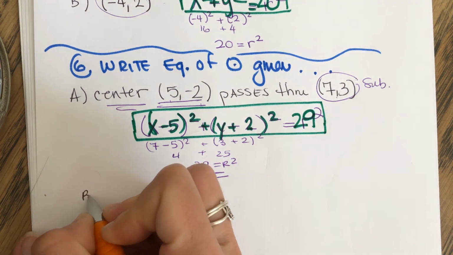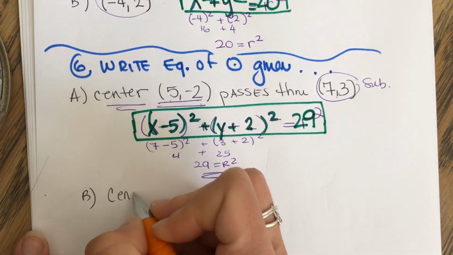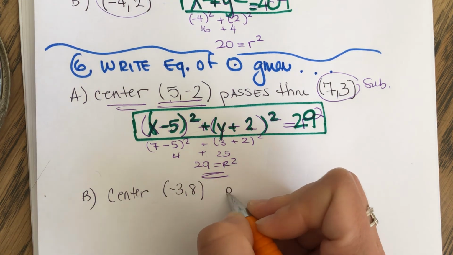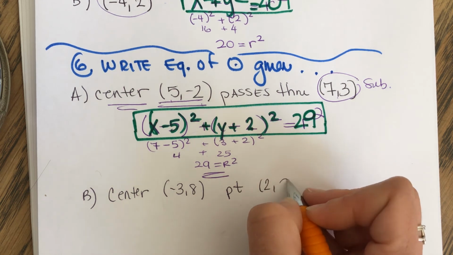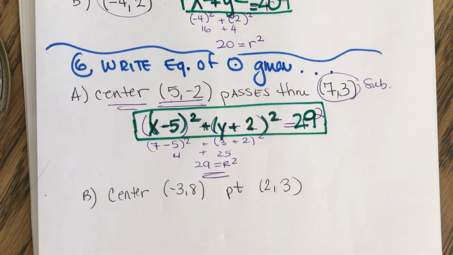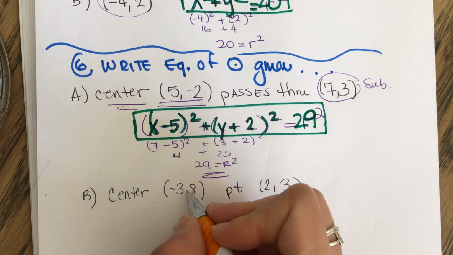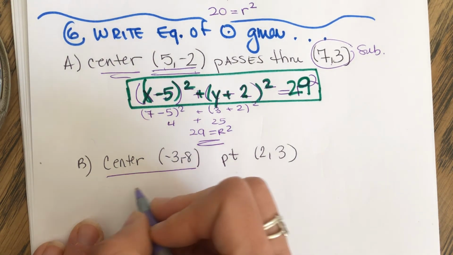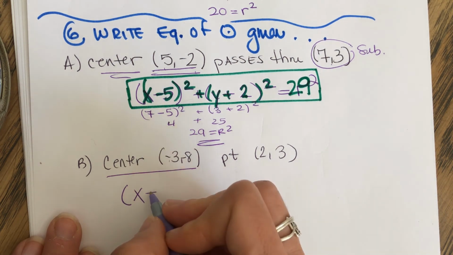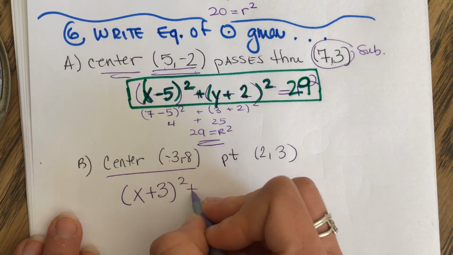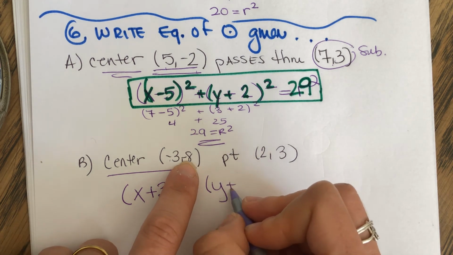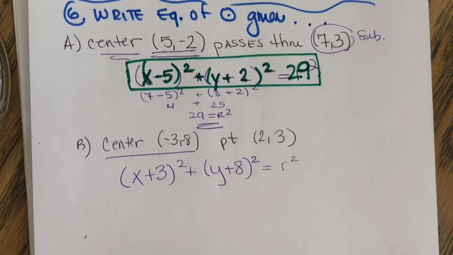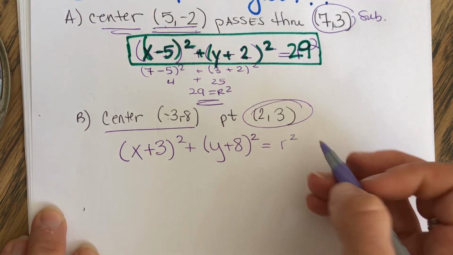All right, part B. Let's say center, negative 3, 8. And we'll say the point is 2, 3. Okay, actually, let's change it. We'll say negative 3, negative 8. All right, so let's start to write it. So we have x plus 3 squared, since negative becomes positive 3, plus y plus 8 squared, since negative becomes positive 8, equals, I'll go really faint, r squared.